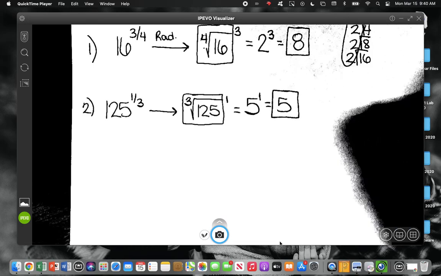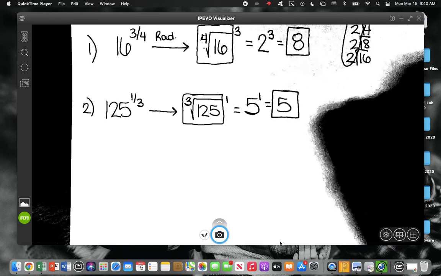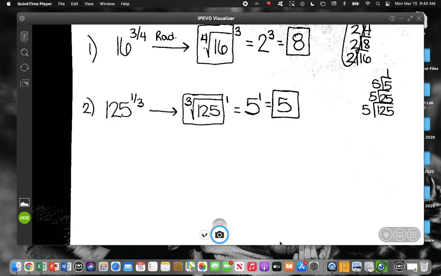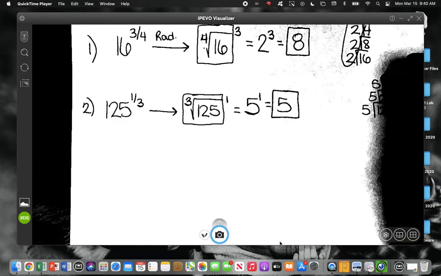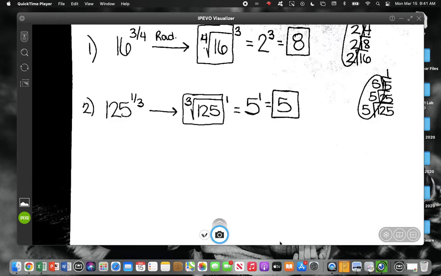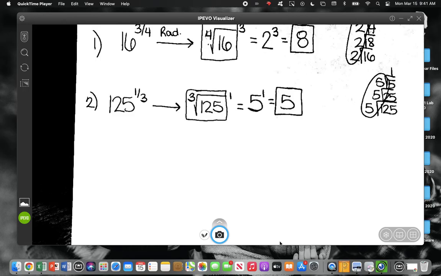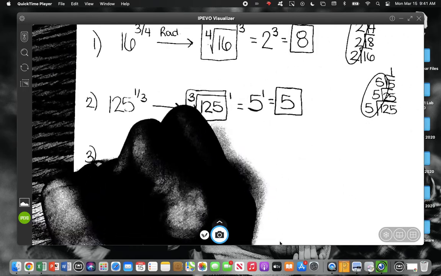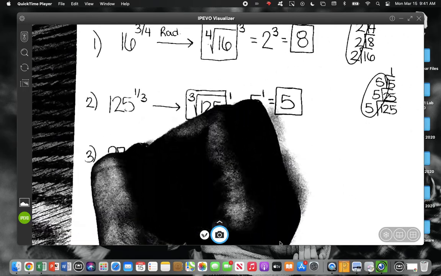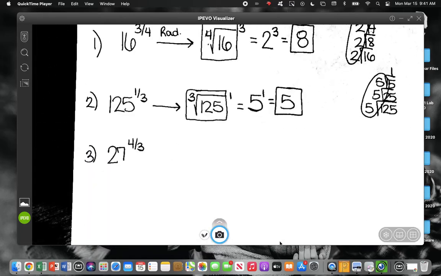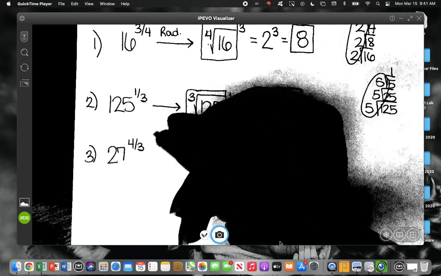So same thing, you could cake 125. And if you can see, if we're looking for the third root, it's a group of 3. And so it is 5 times 5 times 5. So 5 to the first. All right, this is our last one, and then I'll let you guys try some on your own. 27 to the 4/3 power.